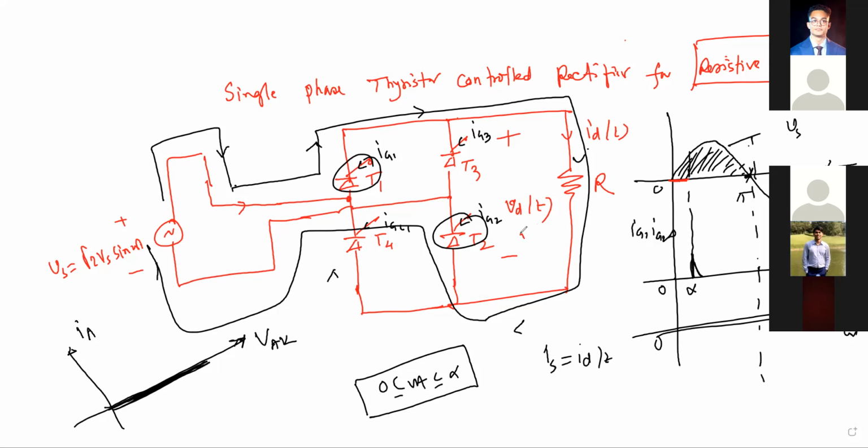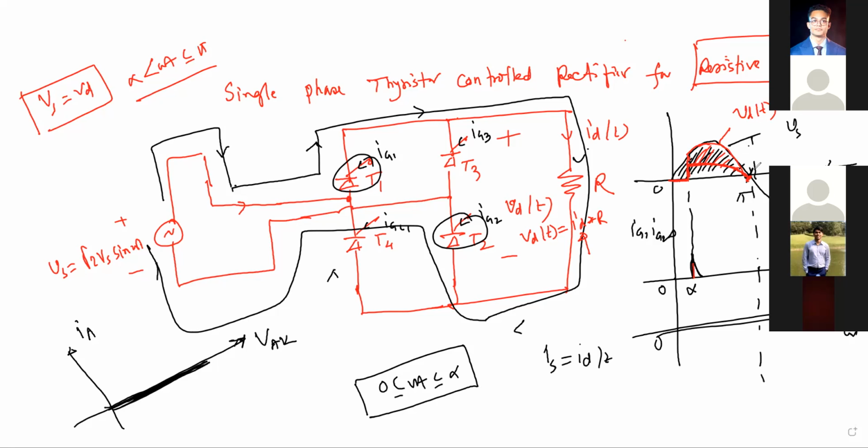Because VD will be ID multiplied by R. If ID equal to 0, the voltage will be 0. Now we have applied a gate pulse here, and since the thyristors are forward biased, the current should start flowing, and the shape of the current should be the same as the voltage. If we apply Kirchhoff's voltage law, then here will be V for alpha to pi. Okay, this is your V2.